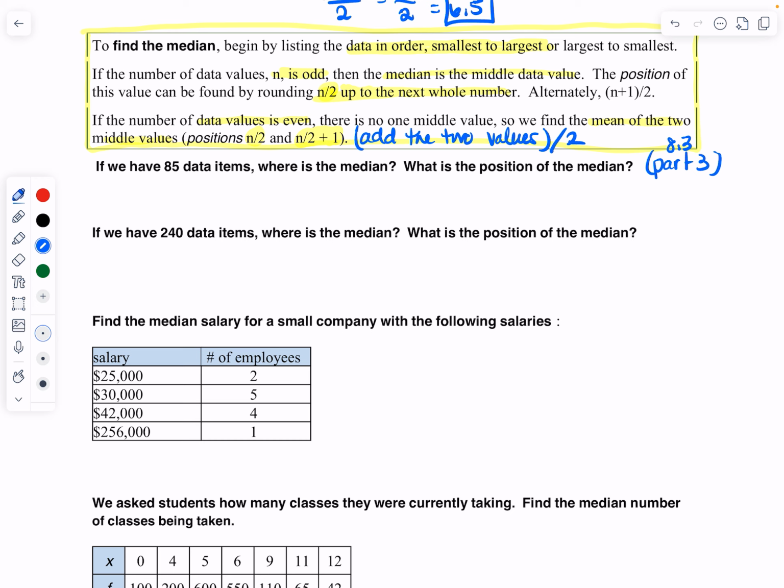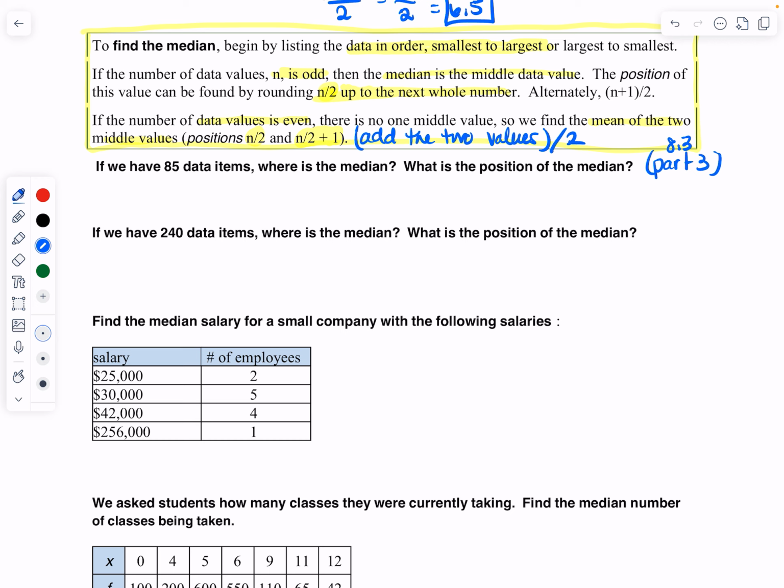And if the data set is even, we need the middlemost two. So we're still going to find the first value by taking n divided by 2. We find that position, and then we take the next position up from it. Then we add the two values in those positions and divide by 2. So let's look at the next question.